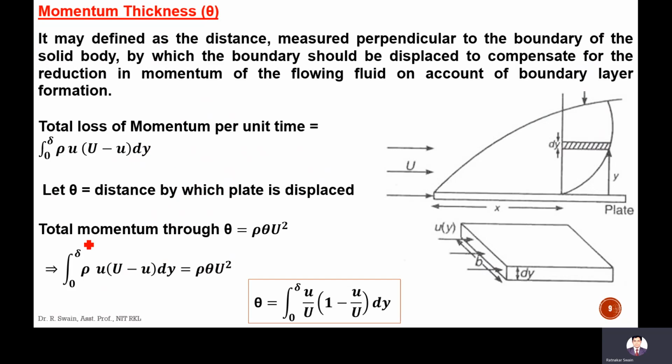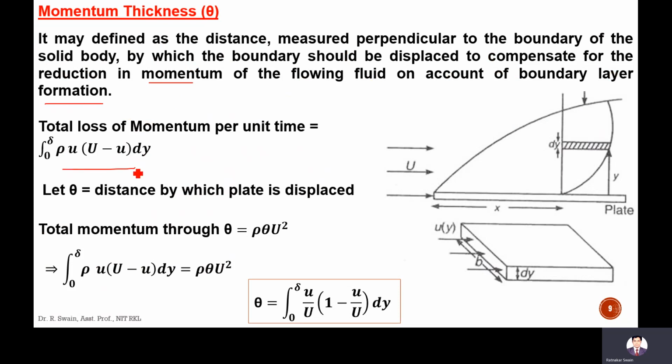Next is the momentum thickness. It is similar to this displacement thickness. The only difference is that here momentum is compensated. It is defined as the distance measured perpendicular to the boundary of the solid body by which the boundary should be displaced to compensate for the reduction in momentum of the flowing fluid on account of boundary layer formation. Total loss of momentum per unit time.